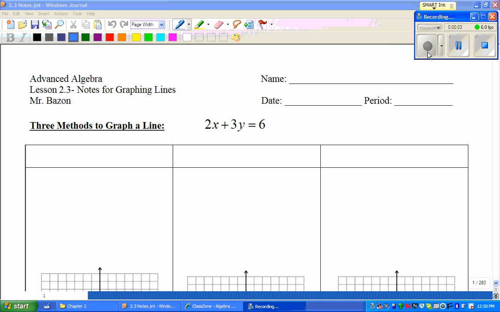All right, today what we're going to talk about is lesson 2.3, and we're going to talk about how to go ahead and graph linear equations. And there's a couple different ways to do it. So we're going to talk about the three different ways to graph linear equations. Okay, all of them have a purpose. All of them have a time. And we're going to try and decipher when the appropriate time is to use each of these methods.